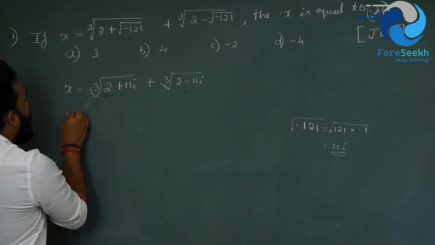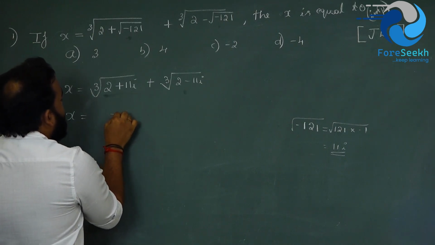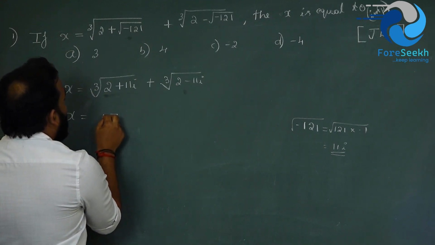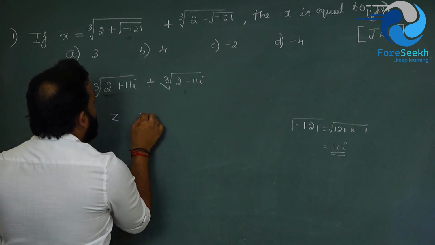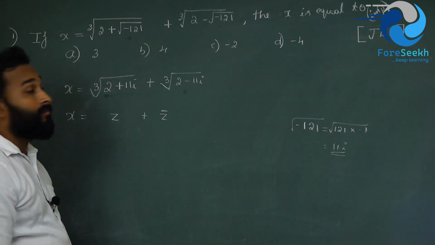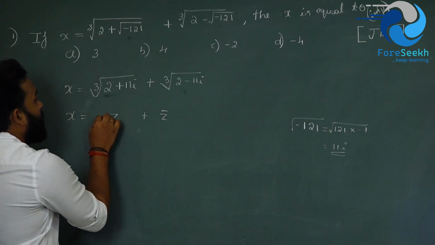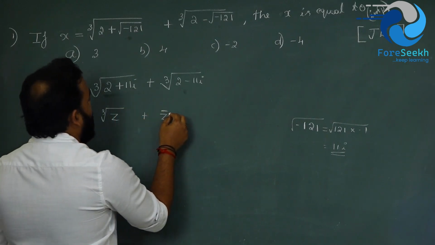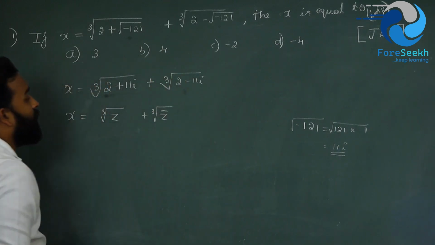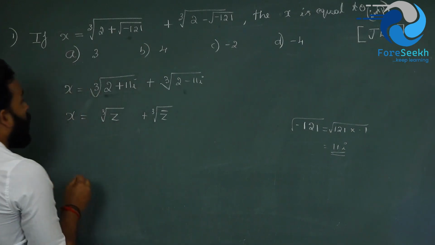So I can write the given term inside the bracket as z. I can take the term inside the cube root as z, so this is nothing but cube root of z plus cube root of z bar. We can write the given question as cube root of z plus cube root of z bar. Now after this, what do we do?